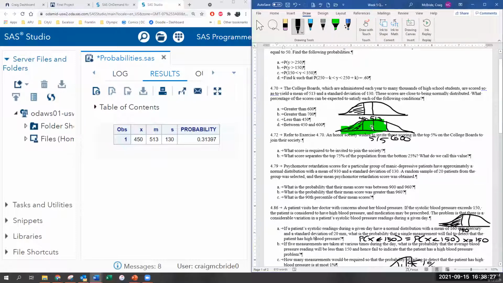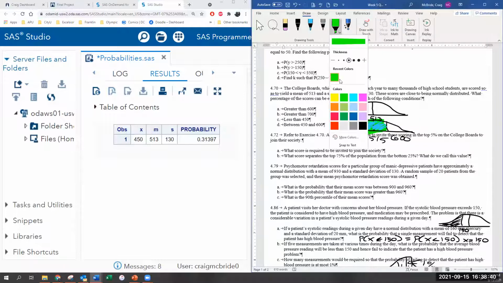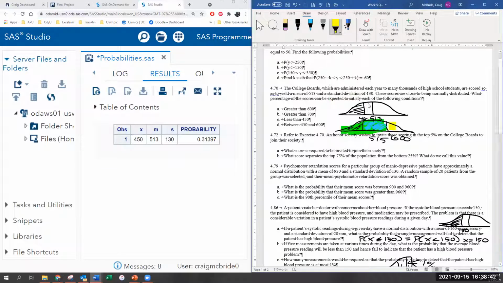It's asking for this stuff here. If you took the CDF of 600 and subtracted that from 1, that would give you this piece over here. That's not what you want. So that's why you don't subtract from 1 when you're doing an in-between.